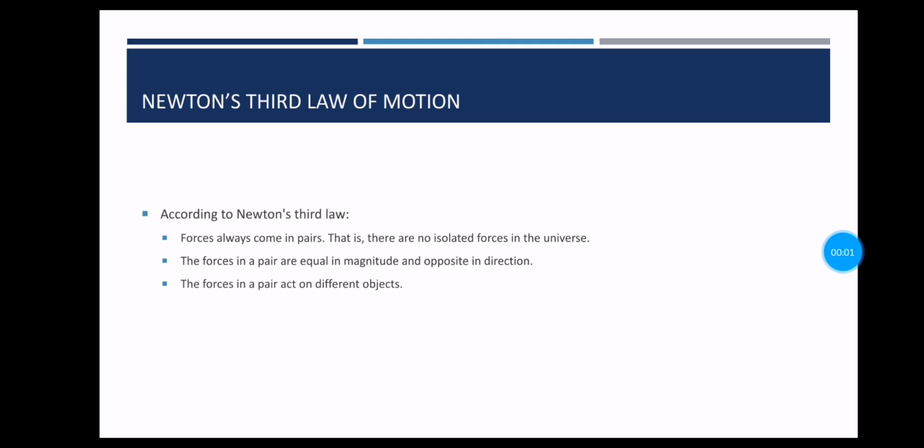Now, Newton's third law of motion, we are completing chapter 17, Newton's laws of motion and the universal law of gravitation. According to Newton's third law, forces always come in pairs. That is, there are no isolated forces in the universe. The forces in a pair are equal in magnitude and opposite in direction, and the forces in a pair act on different objects.